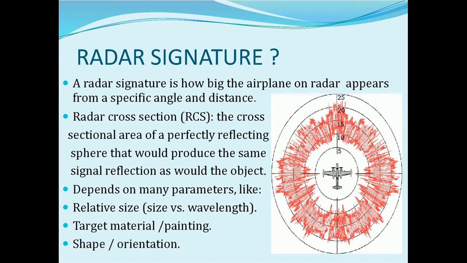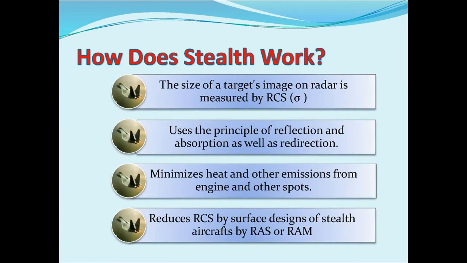Radar signature. A radar signature is how big the airplane appears on radar from a specific angle and distance. Radar cross-section (RCS): the cross-sectional area of a perfectly reflecting sphere that would produce the same signal reflection as the object. It depends on many parameters, like relative size versus wavelength, target material or painting, and shape and orientation. The size of a target's image on radar is measured by RCS.